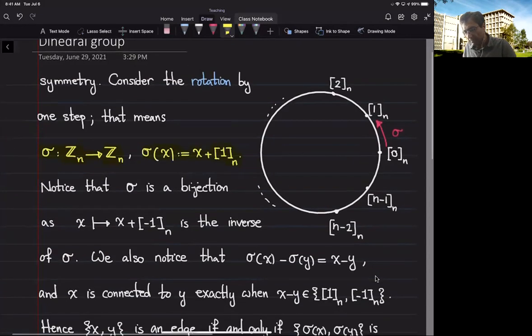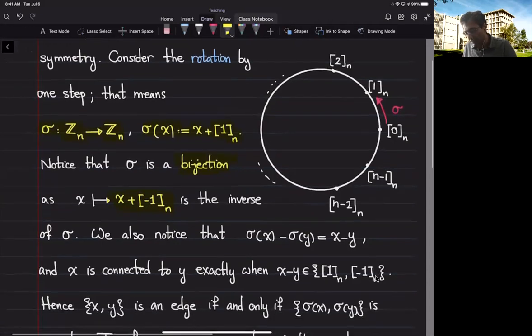Now let's see why it's a bijection. Because I can undo adding this residue class of 1 by adding the inverse of residue class of 1. So if instead of adding 1, I add -1 or residue class of -1, I'm undoing what sigma does. That would be the inverse of sigma. Because sigma has an inverse, we deduce that sigma is a bijection. So sigma is a bijection from the set of vertices to itself. And next, I want to argue why it sends edges to edges.